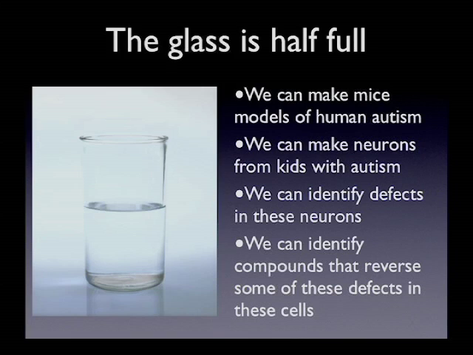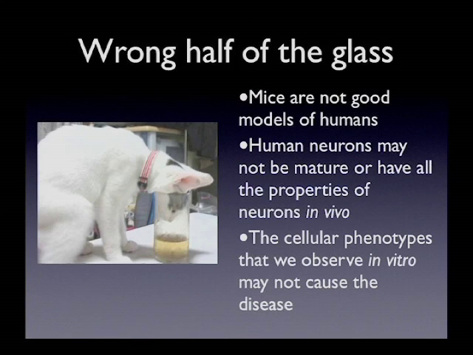I think in some ways things are great. We've made progress. The field has made progress, and we have as well. We can make mouse models of human autism. I showed you one mouse, but there are now a bunch of mouse models of autism. That's great. This is way better than it was 5 years ago. We can make neurons from kids with autism, and that's really revolutionary. We can identify some defects in these neurons, and that's important. And we can even sometimes identify compounds that reverse these defects, and some of these compounds might even be good lead compounds that might eventually become drugs. So that's good, but in some ways it might be the wrong half of the glass.